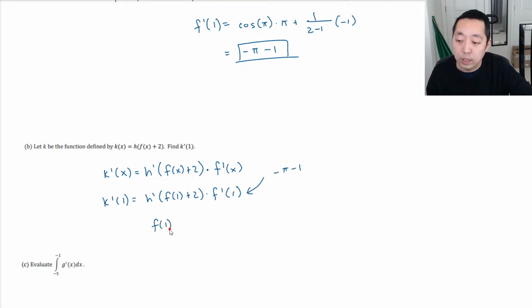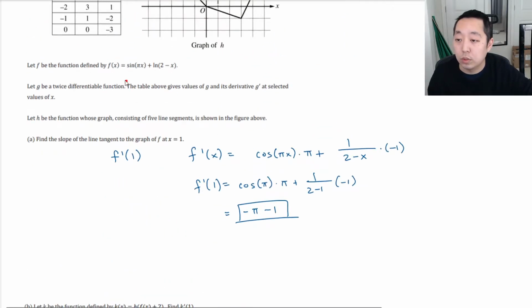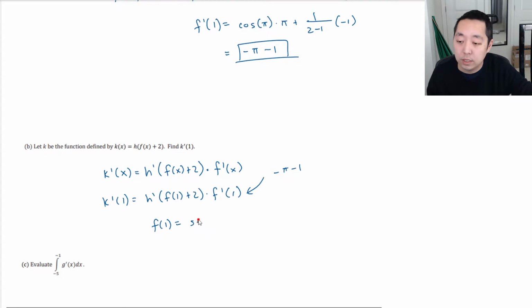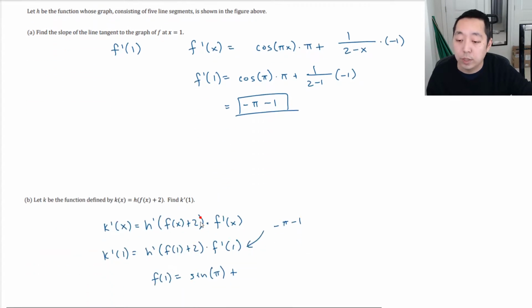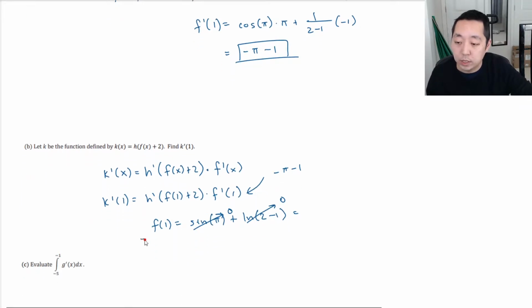f of 1 is equal to, we've got to use this function. So it's sine of pi times 1, plus natural log of 2 minus 1. That's natural log of 1, which is 0, and sine of pi is also 0. So this part's just 0. So this expression becomes h prime of 2 times f prime of 1.